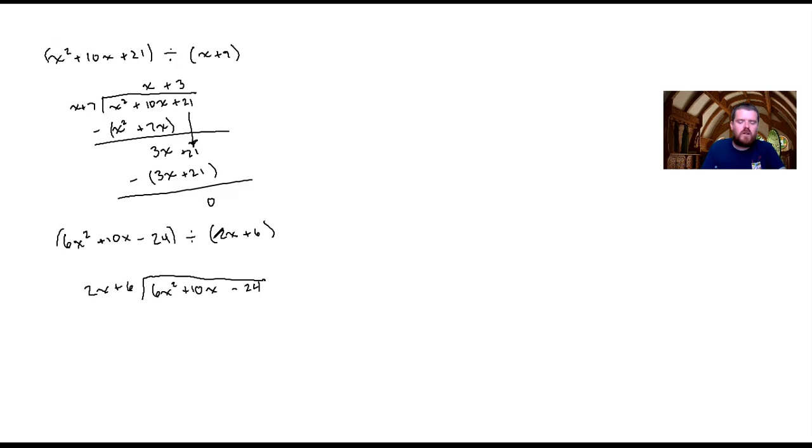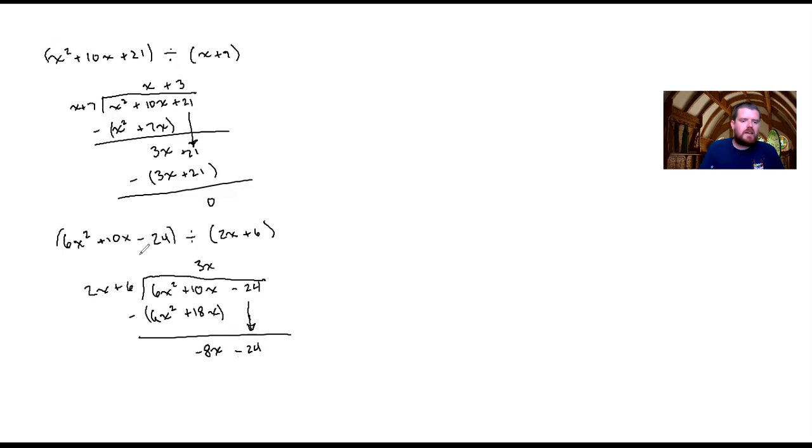So 6x squared divided by 2x gives me 3x. Now I take that 3x, I'm going to multiply it back to the front here. So 3x times 2x, 3x times 6. Subtract straight down. 6x squared and 6x squared will cancel out. 10x minus 18x gives me negative 8x. Bring the negative 24 down.